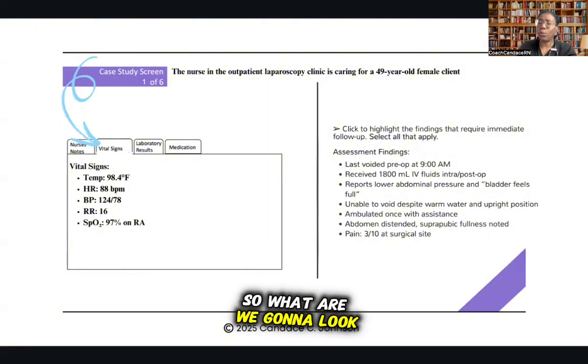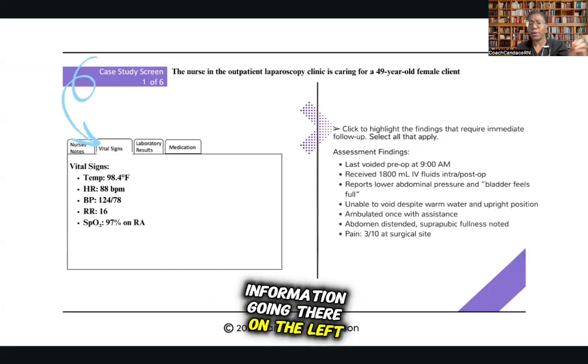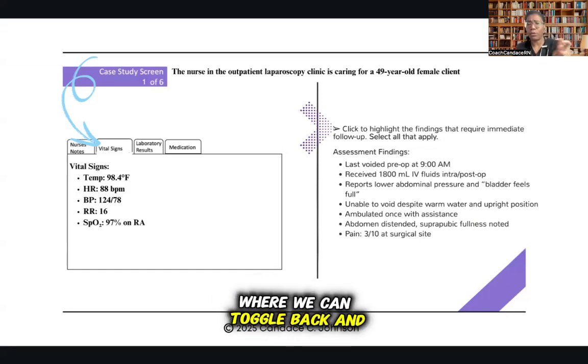Okay, so what are we going to look at now? The instructions. All right, so we've got a lot of information going there on the left where we can toggle back and forth between the nurse's notes and the vital signs.